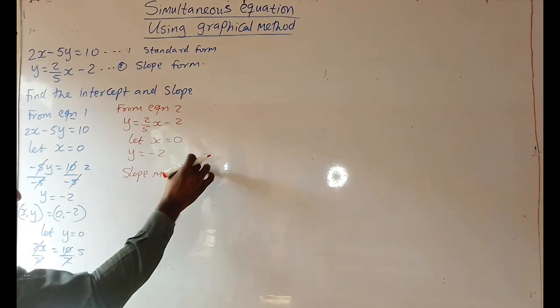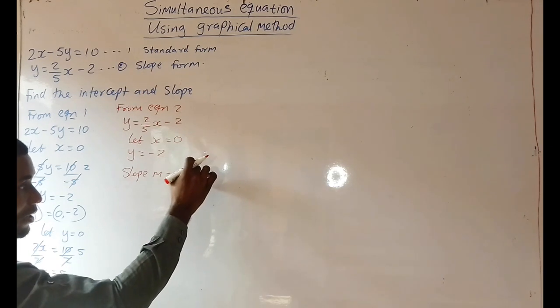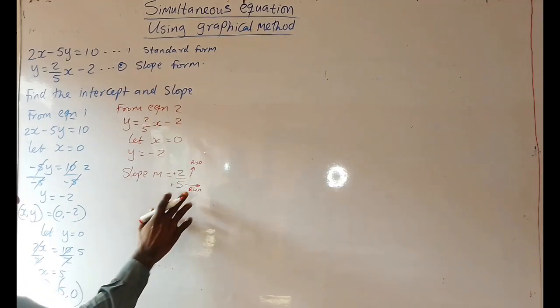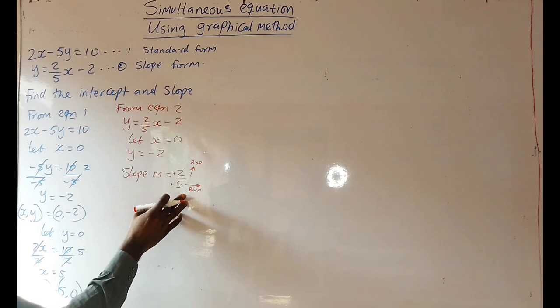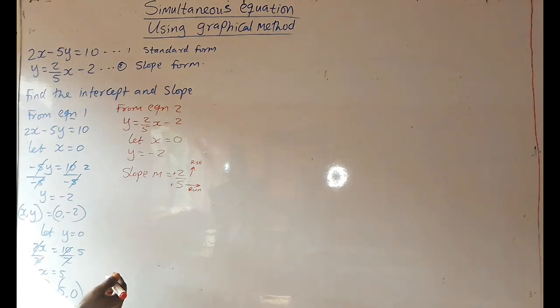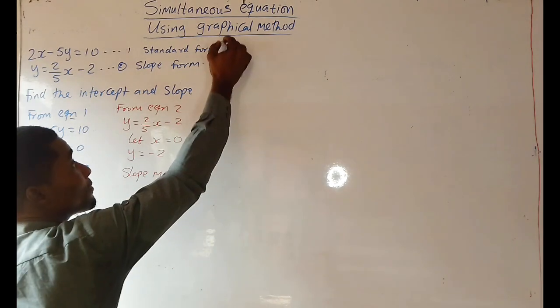Now, if it is negative, it's going to be what? Facing down. Coming down. If it is negative for the run, it's going to be coming to the left instead of facing the right. Now, let's plot our graph of this equation.